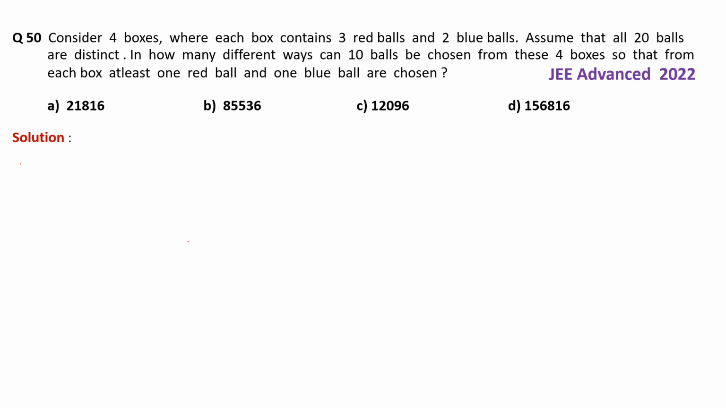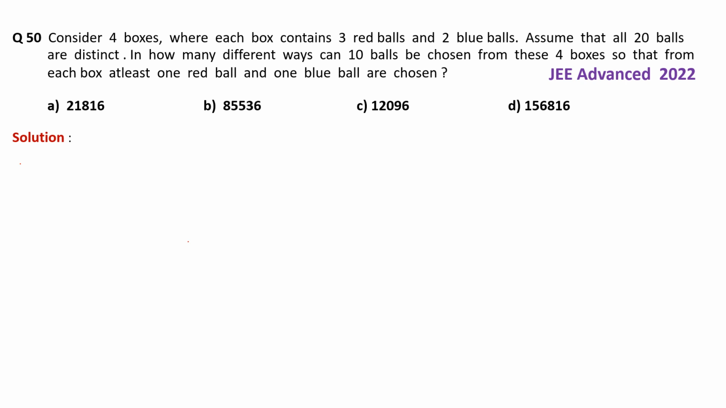In our previous year question series of JEE Main and JEE Advanced, this is today's question. This question is based on the topic of permutations and combinations. It says, consider 4 boxes where each box contains 3 red balls and 2 blue balls. Assume that all 20 balls are distinct. In how many different ways can 10 balls be chosen from these 4 boxes so that from each box at least 1 red ball and 1 blue ball are chosen?